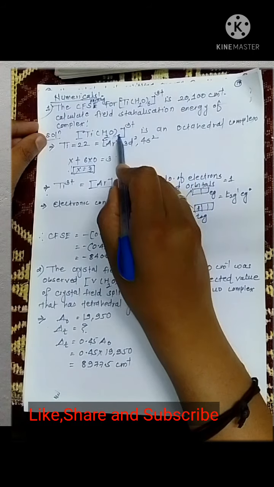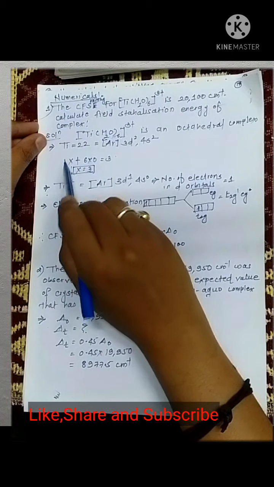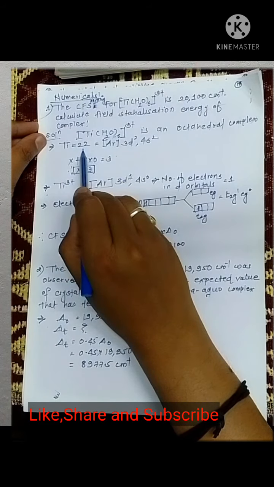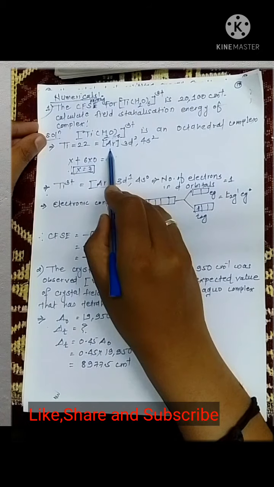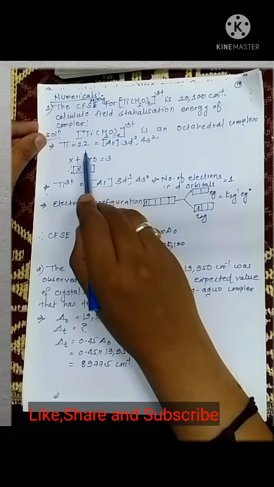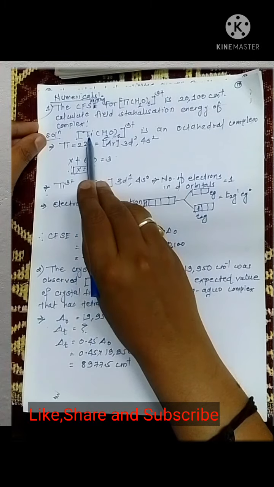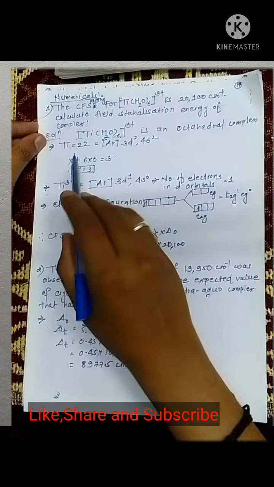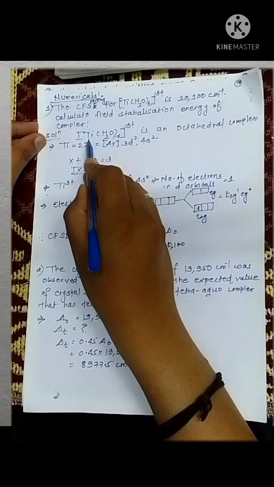Now in the next step, the central metal atom is titanium, so we know that the atomic number of titanium is 22. We write the electronic configuration of titanium, that is Ar 3d2 4s2. Now decide what is the charge present on titanium. How to calculate the charge on titanium? Just simply calculate the charge of titanium.